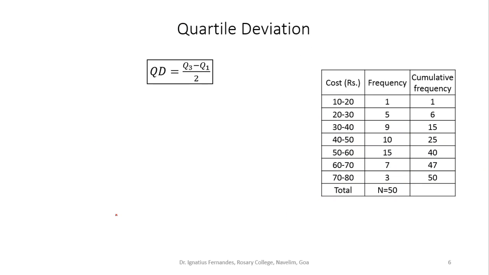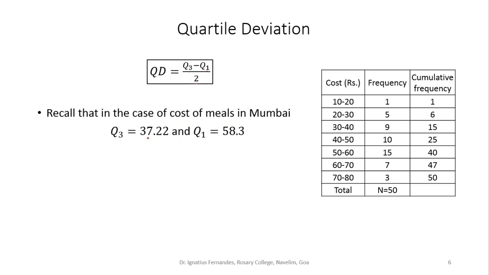Then besides range we also have quartile deviation, and quartile deviation is defined as Q3 minus Q1 upon 2. Okay, we already have seen how to calculate Q3 and Q1 based on the data. Now this is the data that we had considered. This was the data for cost of 50 restaurants in Mumbai, and we have already seen in our previous modules how to calculate these quartiles. Okay, so recall that Q3 was 37.22 and Q1 was 58.3 for this cost of meals in Mumbai.